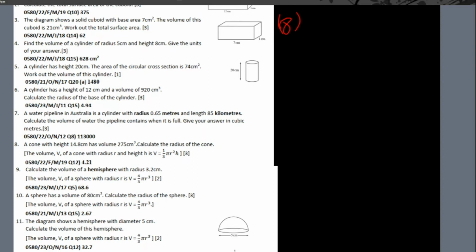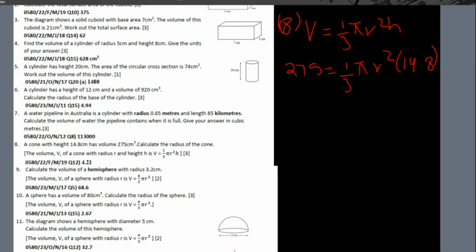A cone has height 14.8 and volume 275 cm cubed. Calculate the radius of the cone. The volume of a cone is 1/3 pi r squared h, and the volume is 275 equals 1 over 3 pi. We don't have the radius, but we have the height, which is 14.8. So make r the subject: 275 times 3 over 14.8 pi, and then take the square root of this to get r.